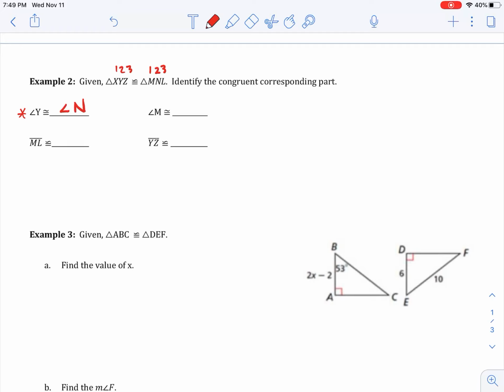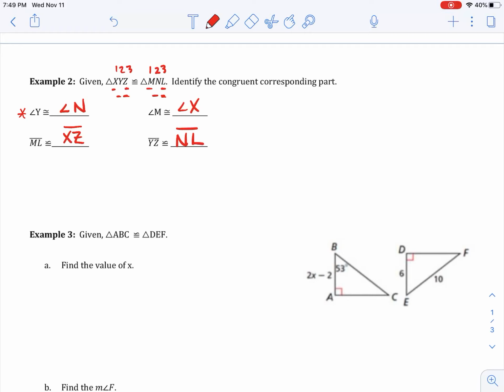They're also asking about angle M. Angle M is in the first position, and so is angle X. So those match up. And then they're asking you about some sides. So they said ML. M and L are in the first and third position. So go over to the other triangle. X and Z are in the first and third position. And then finally YZ. Y, Z are in the second and third position, and N and L are in the second and third position. So we're going to put N, L on the other side.